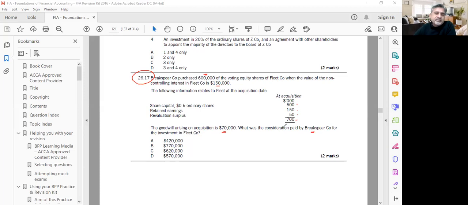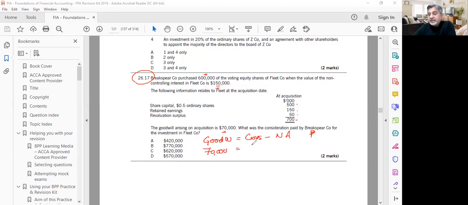So how much is goodwill? The NCI value is 150, but how much the parent paid, we don't know. That is what we have to calculate. We know from our knowledge that goodwill is equal to your consideration minus net assets. So goodwill, they have given us 70,000.